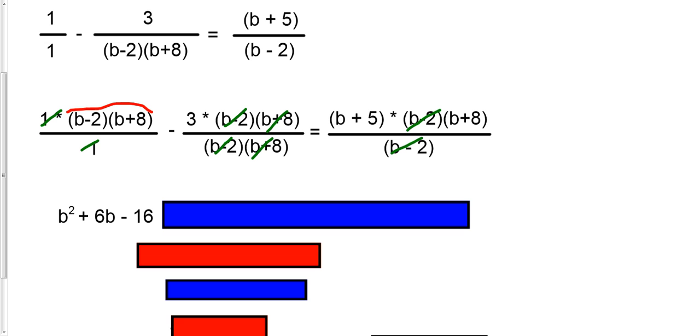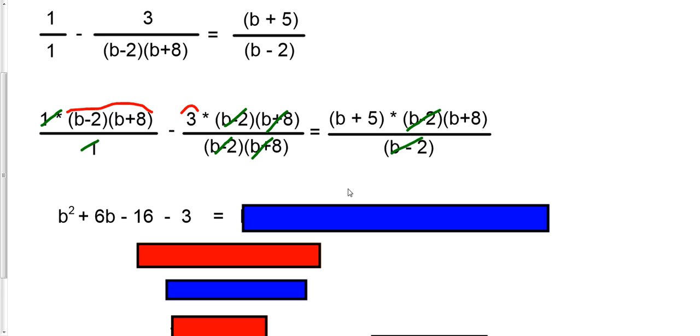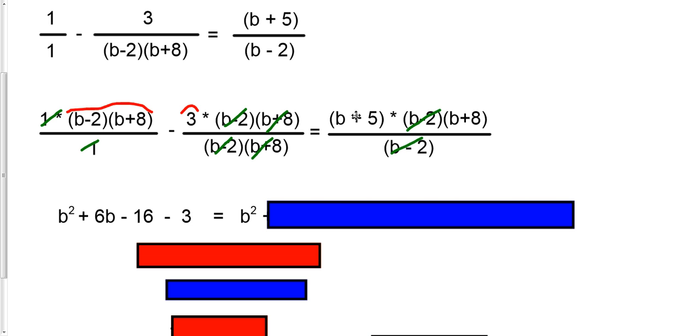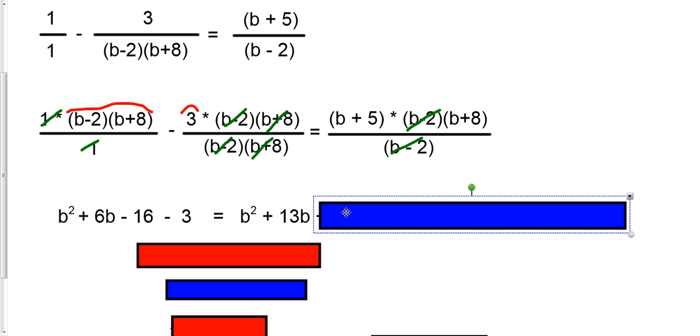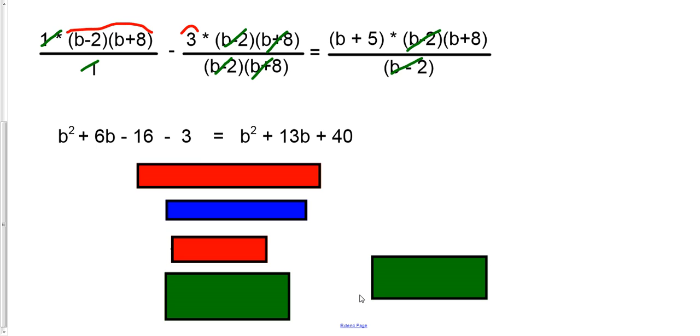Our second rational expression here, we have a minus in front of it, but we just have 3 alone. So we just have minus 3. That whole thing is going to be set equal to b plus 5 times b plus 8. b times b makes b squared. b times 8 makes 8b. 5 times b makes 5b. So 5b and 8b makes 13b. And then 5 times 8 makes 40. So this is going to be our equation at this time.